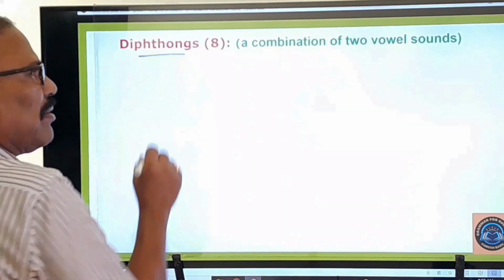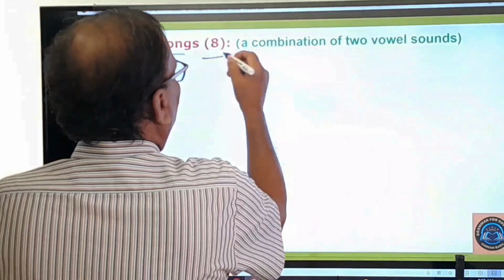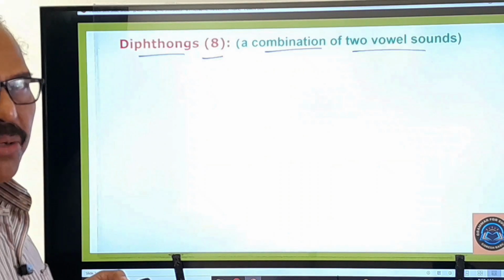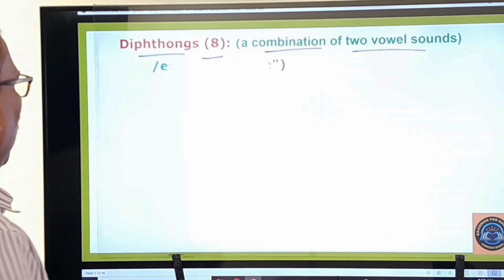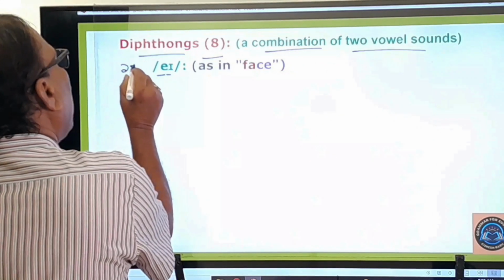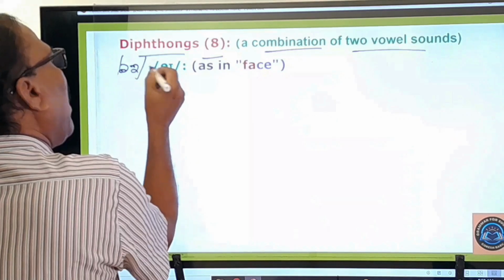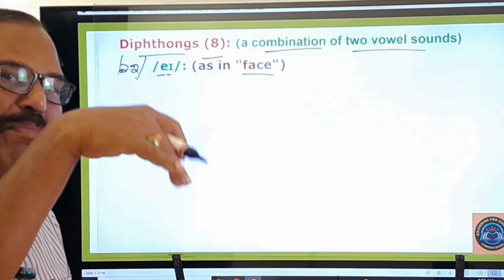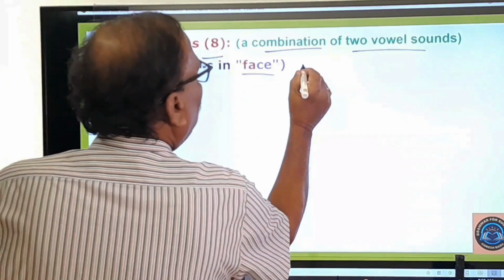Diphthongs are there here. Diphthongs are 8 in number. A diphthong is a combination of two vowel sounds. I have already told you about that. That is also given for your information. And here, this is A-E, A as in face. A plus E. Face. Okay, now you have to write like this.